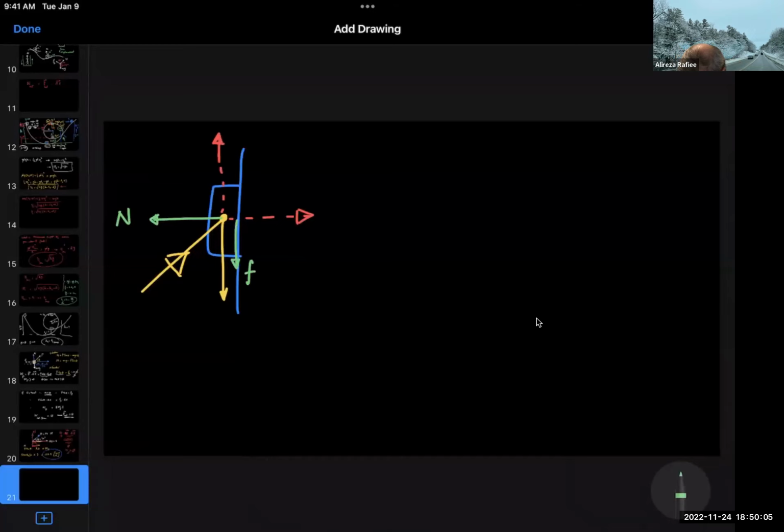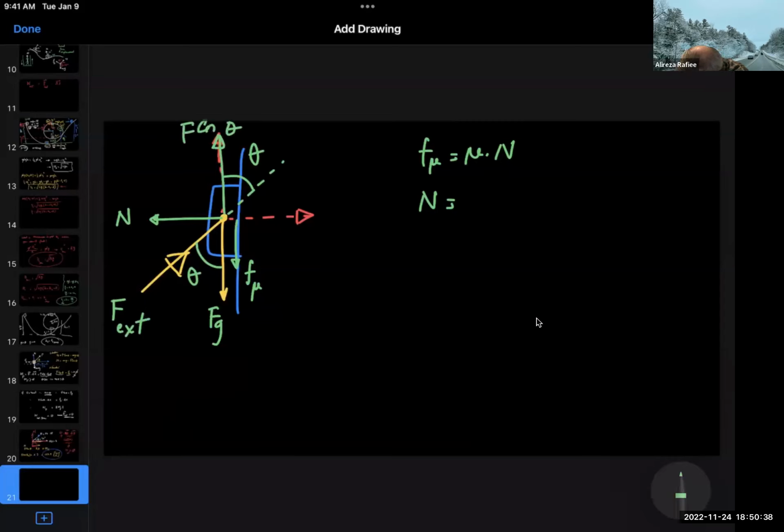So there is a force of gravity, and there's a friction in this way, where the friction is mu times N. N is actually, if I know this angle, let's say this angle is theta, then, if this is the external force F, this component is adjacent, so it becomes F cosine of theta. This becomes F sine of theta. So N would be equal to F sine of theta.